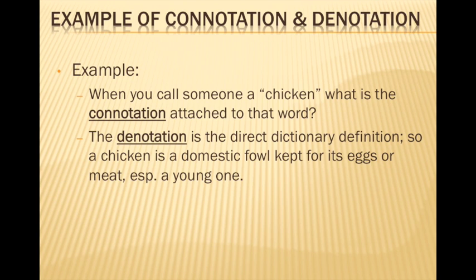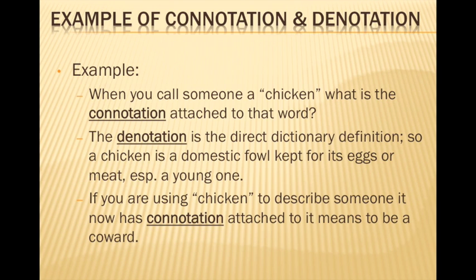But the connotation changes the word meaning. Depending on how you're using that word is how we now perceive or understand the word. So if you're using the word chicken to describe someone, now the connotation attached to it means to be a coward or to be afraid of something. It changes the definition of the word. So there is a definition. Connotation is the feeling. Denotation is the direct dictionary definition.